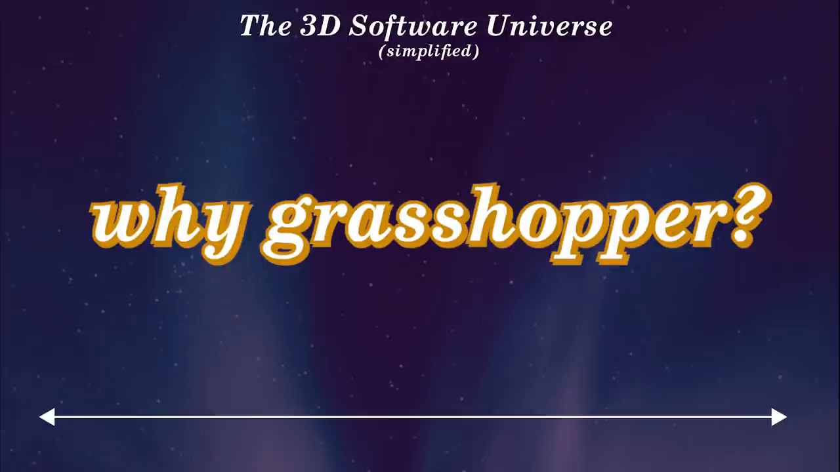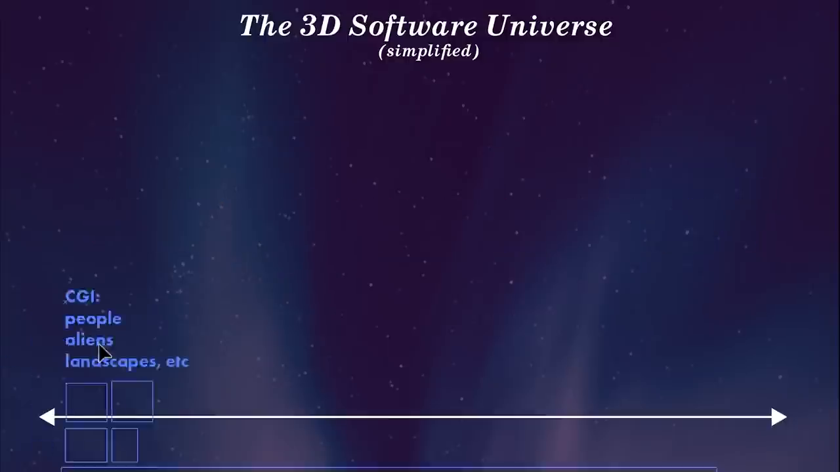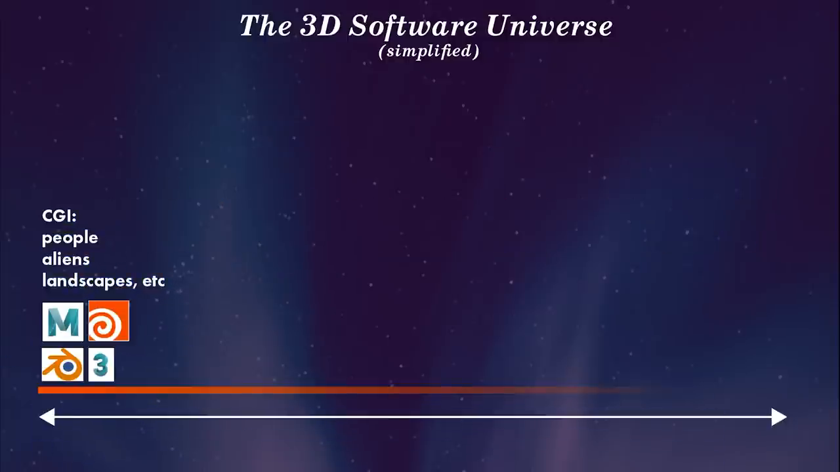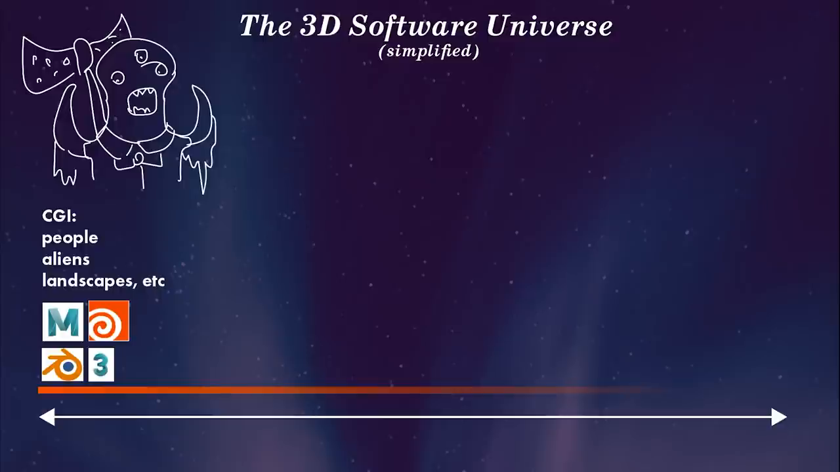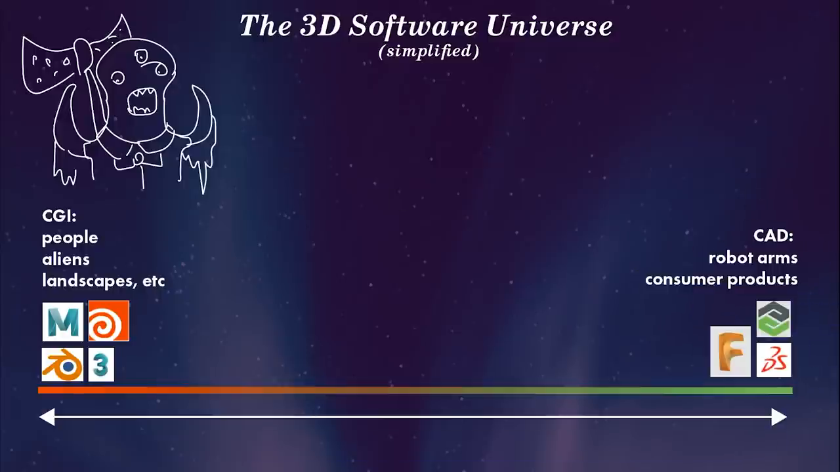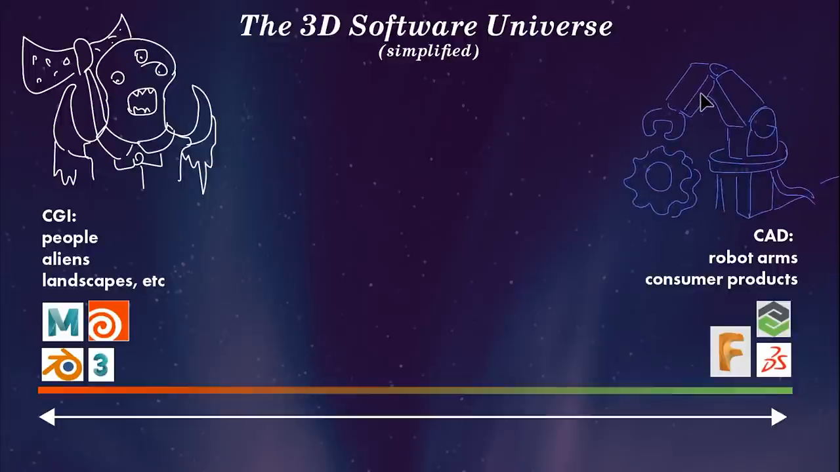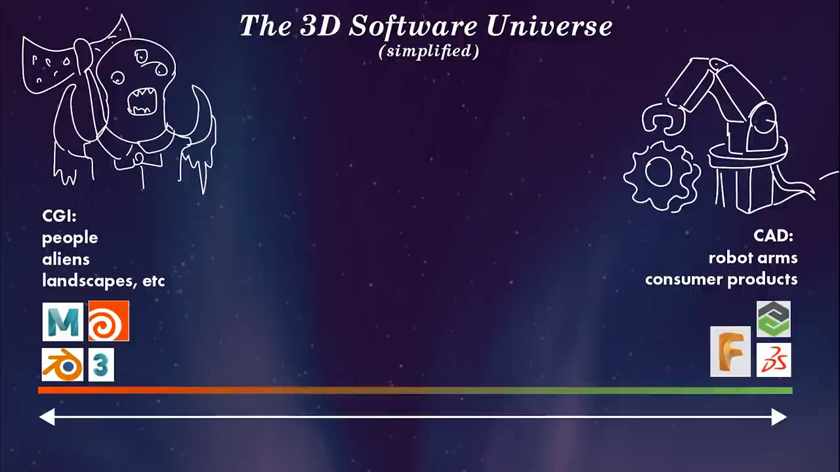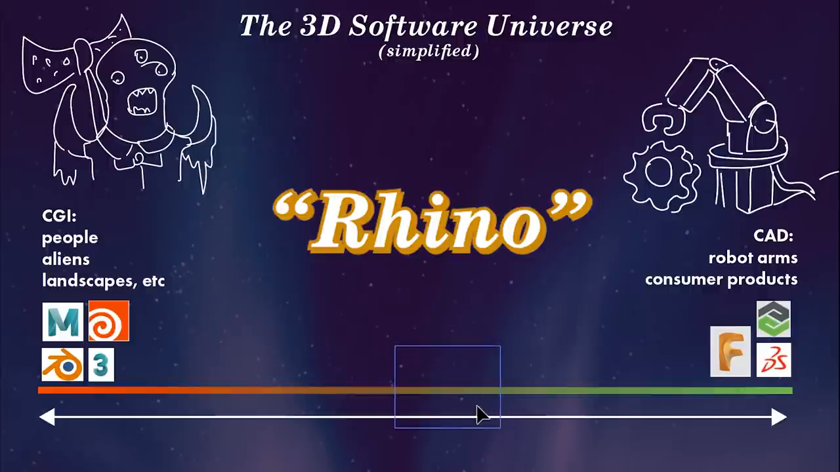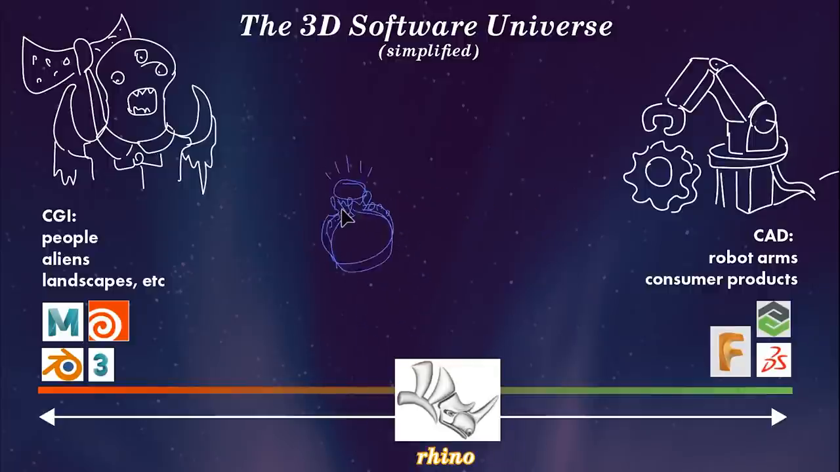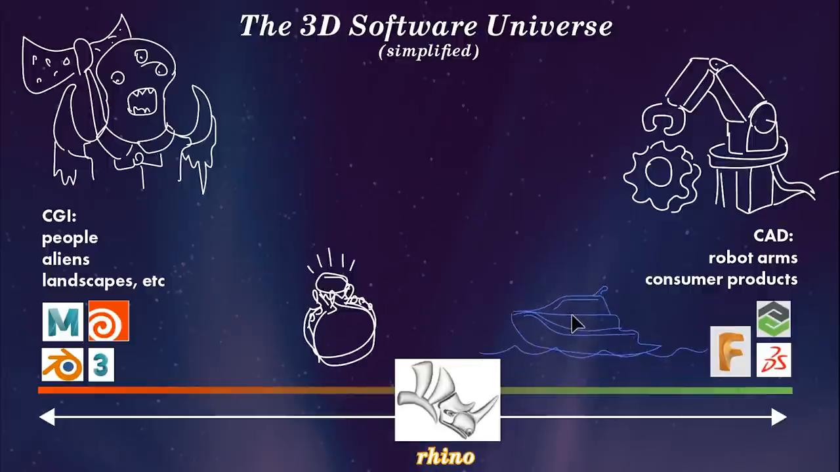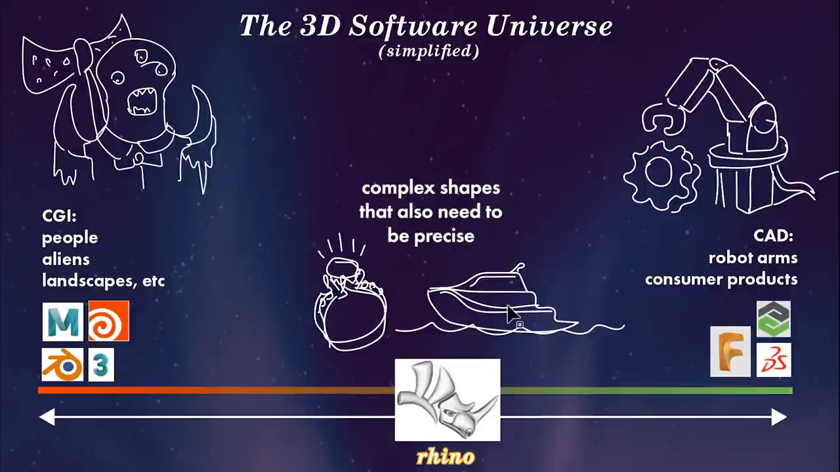Now, why am I learning Grasshopper? Every piece of 3D modeling software has its strengths. Some are really good at making organic things, like monsters and aliens, stuff you'd see in a movie. Some are really good at making precise real-world things, like robot arms and power plants. Rhino is a software that's kind of in the middle. Typically good at making beautiful shapes like jewelry, cars, and yachts that still need to be precisely manufactured.